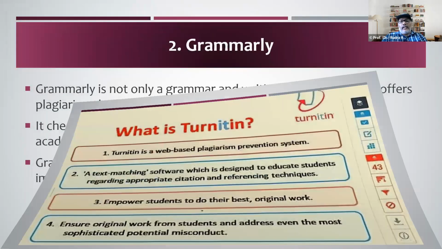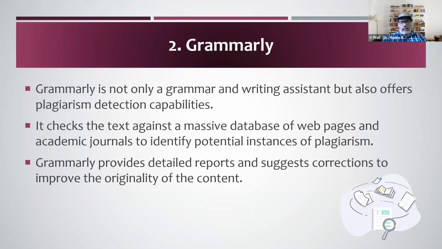Now come to the second software, Grammarly. This is also a very popular software, and it not only helps researchers correct the grammar, but also checks some plagiarism. Grammarly is not only a grammar and writing assistant, but also offers plagiarism detection capabilities, though not as extensive as Turnitin. I am giving you a caution: don't consider Grammarly equivalent to Turnitin.